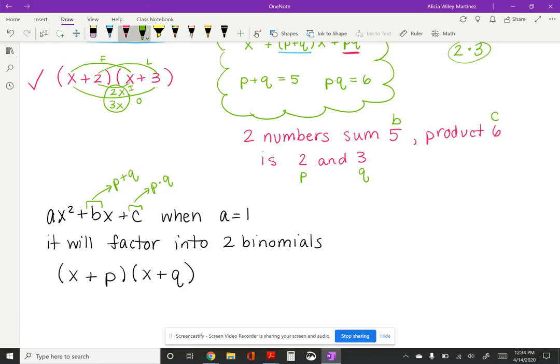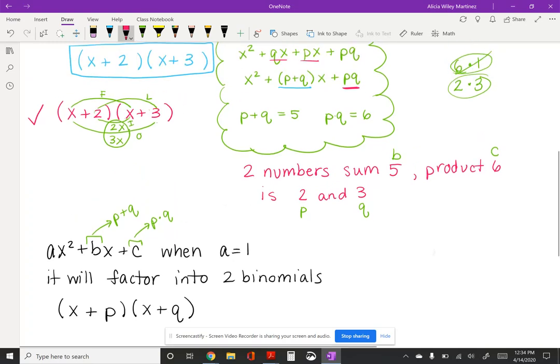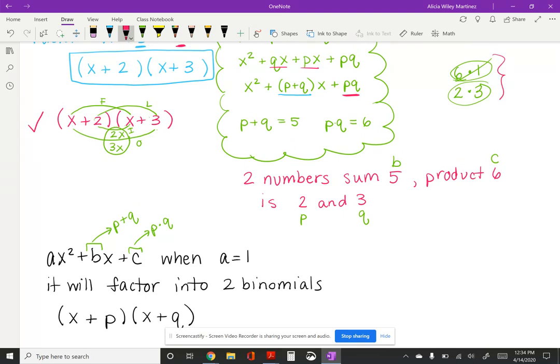Some people like to call this method guess and check, because you make a guess and then you're checking to make sure that it all works out. So you make your guesses, like this is my guess. And I'm checking to make sure that not only do they multiply to the c value, but they also add to the b value.